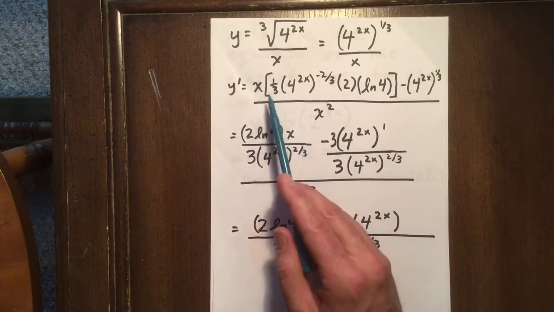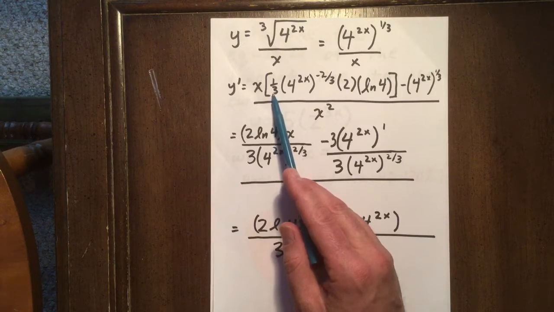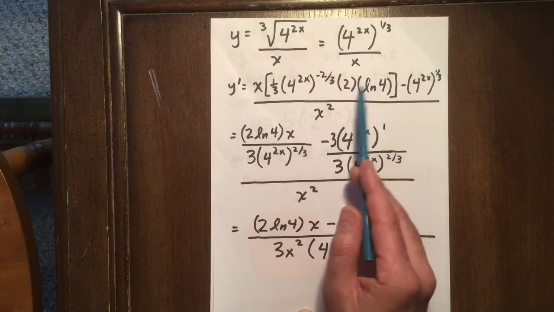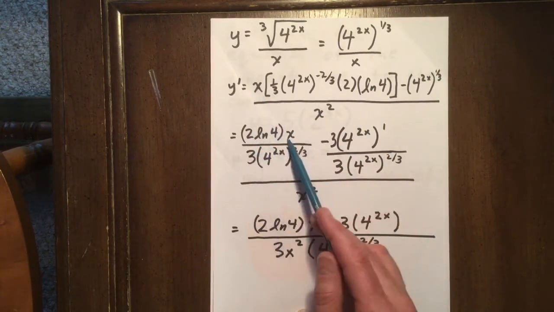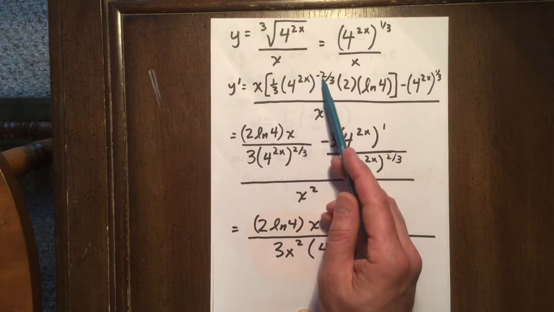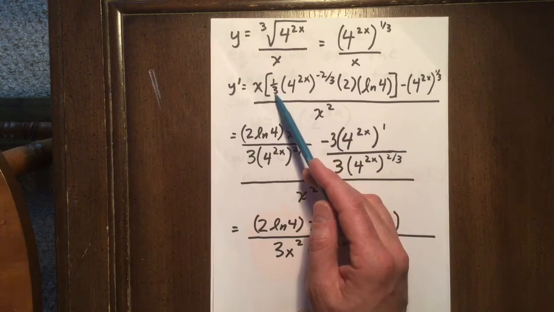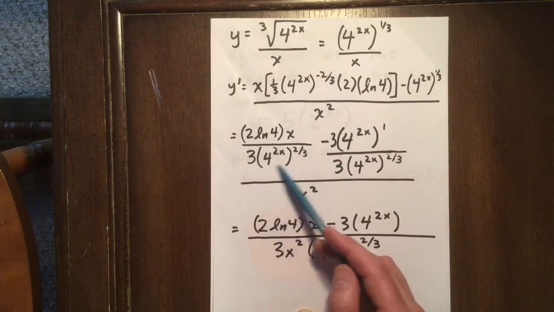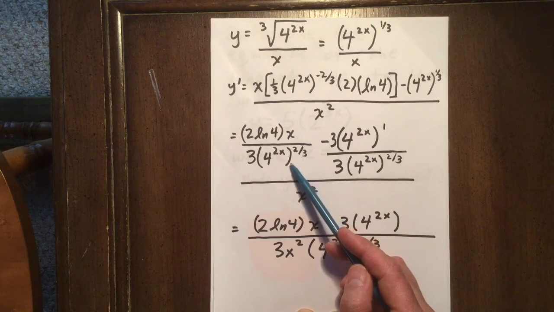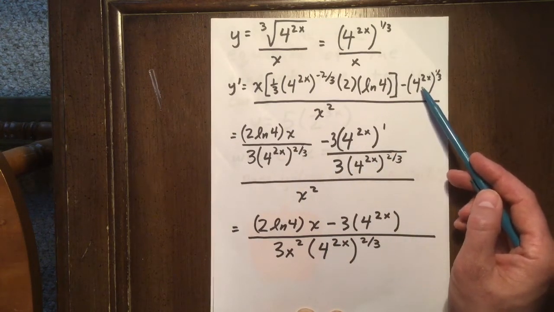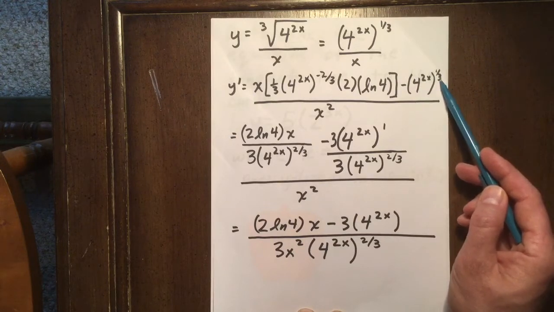Now, what we can do is see that we have x times 2 times the natural logarithm of 4, so in other words 2 ln 4 x. And then we have 1/3 times this expression to the negative 2/3. So in other words, we can think of 3 going in our denominator, as well as 4 to the 2x to the positive 2/3 going in our denominator. Okay? Then we're also going to subtract 4 to the 2x to the 1/3.